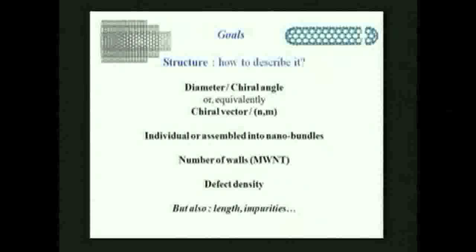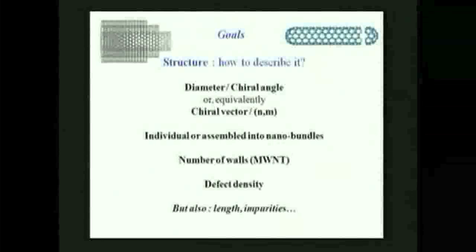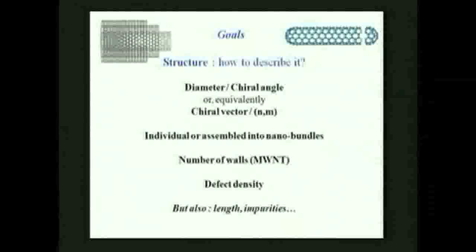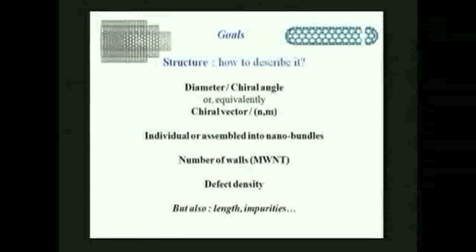So at the end of the course tomorrow, we'll see how optical spectroscopy can help you answer all these questions. Using optical spectroscopy, you will be able to measure the diameter, the chiral angle, or equivalently the chiral vector. You will be able to know if they are individual or if they are assembled into nanobundles. And you will also have information on the defect density.